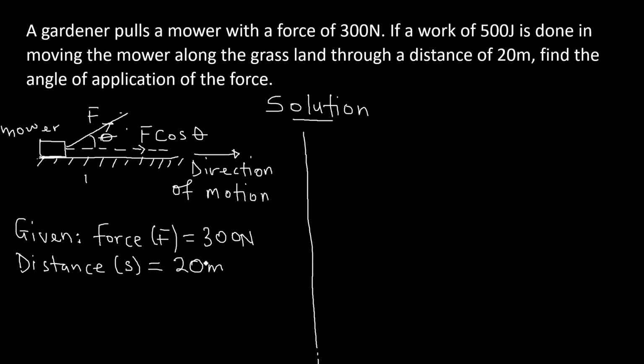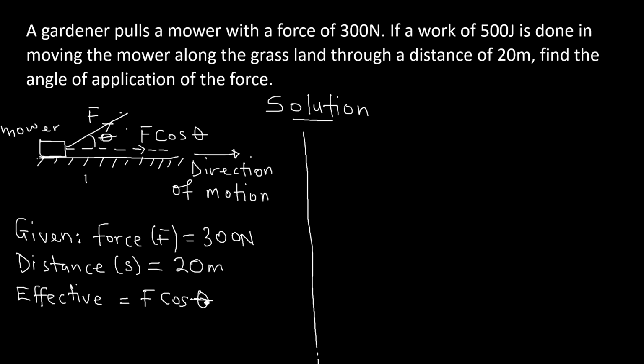Then from our diagram, we've gotten the effective force that actually moves the mower. So the effective force, let's write that out. The effective force is actually F cos theta. And the F in this is actually the applied force. And then theta in F cos theta is the angle of application of the force. And that is what we are solving for.